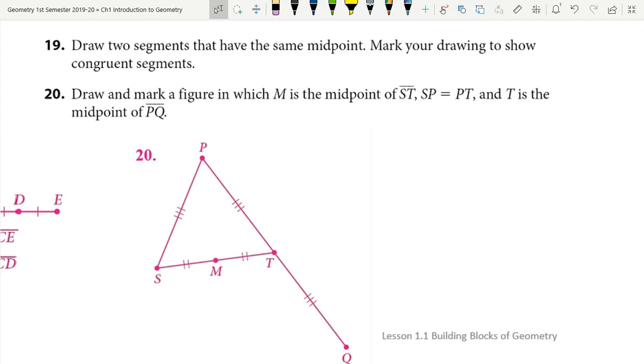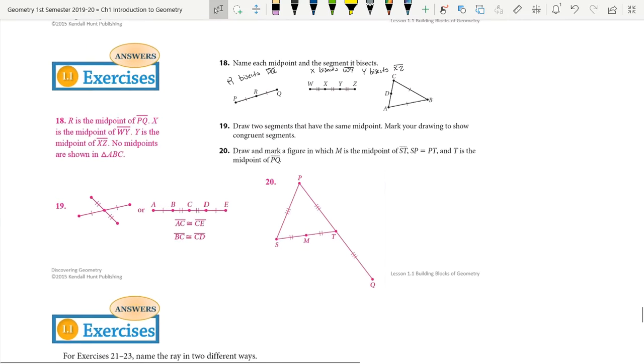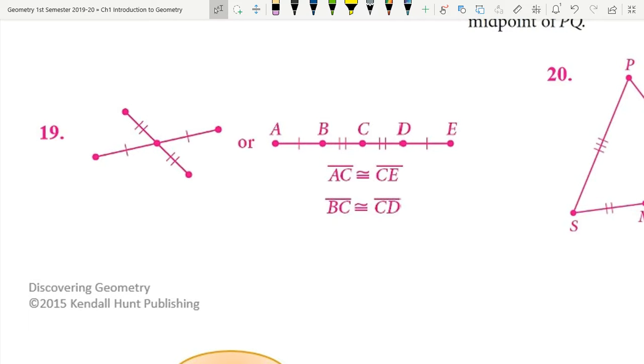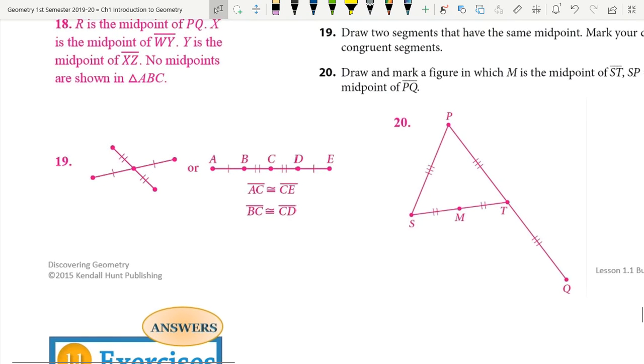In 19, it says draw 2 segments that have the same midpoint and mark your drawing to show congruent segments. And so in 19, there are two possibilities that you could have gotten. The way to do it is draw two segments that have the same midpoint. Then just mark it as a midpoint of both segments and you're done. Or you can do it the second way.